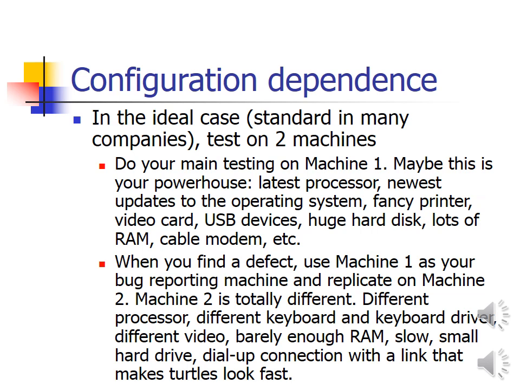Configuration dependence means you will have manual testing on one machine, which may have the power host, latest processor, new updates, or a USB device. When you find a defect, compare the bug reporting on machine one and replicating it on machine two; they may be totally different. Thank you.